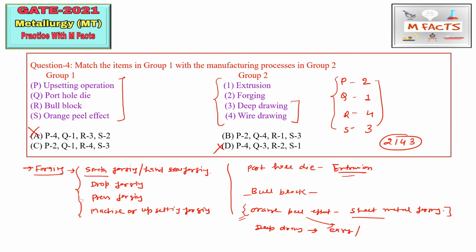So for the porthole die, they are saying that this porthole die is used for wire drawing. No, this is wrong, because porthole die is basically used for the extrusion process. Okay, so this B is also wrong. So C part is correct here. Okay, so C is the correct answer. This is the way of doing matching type of questions in the exam also.